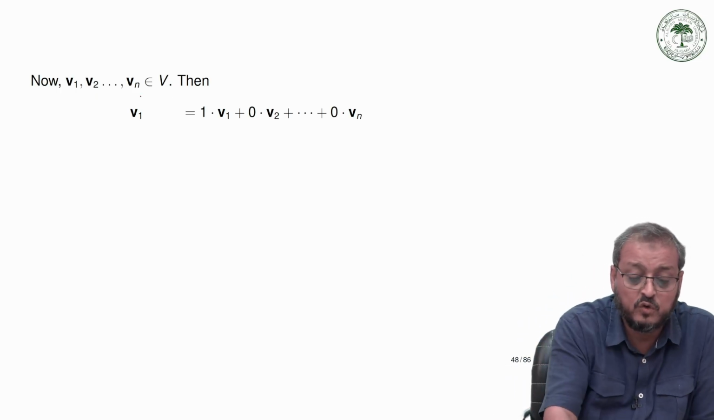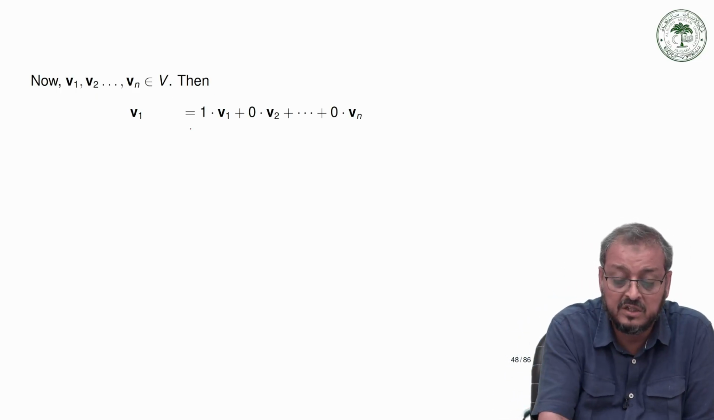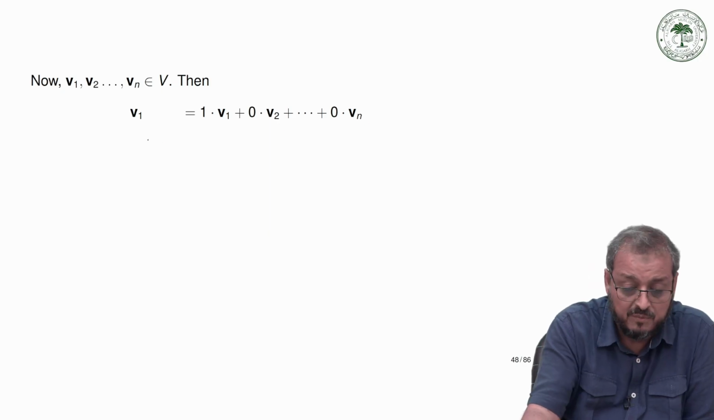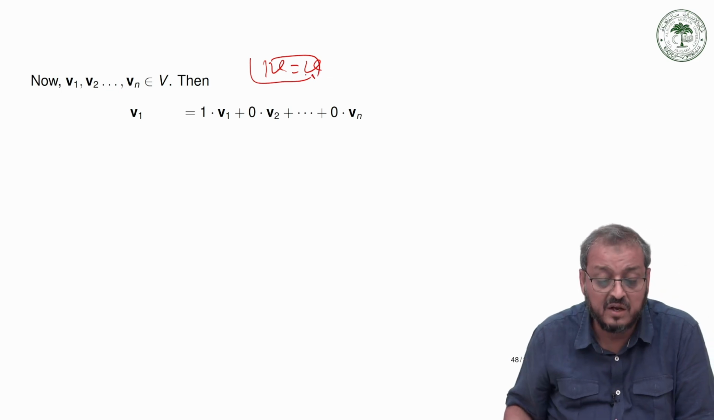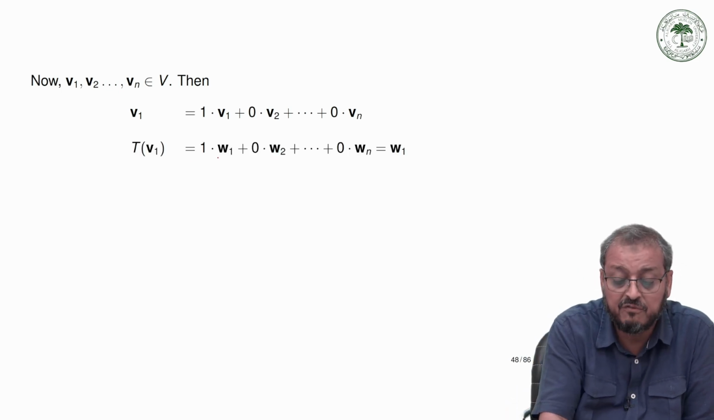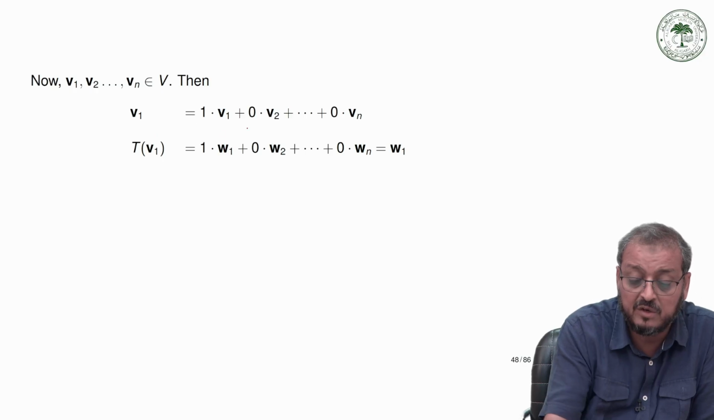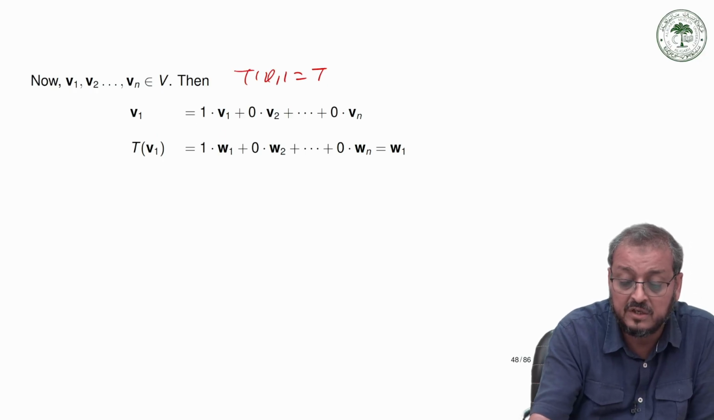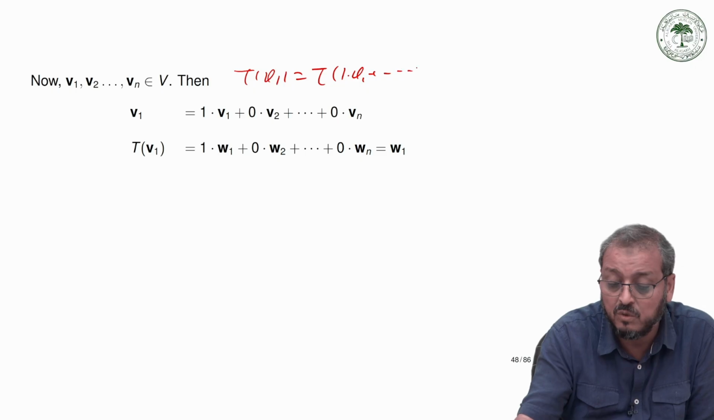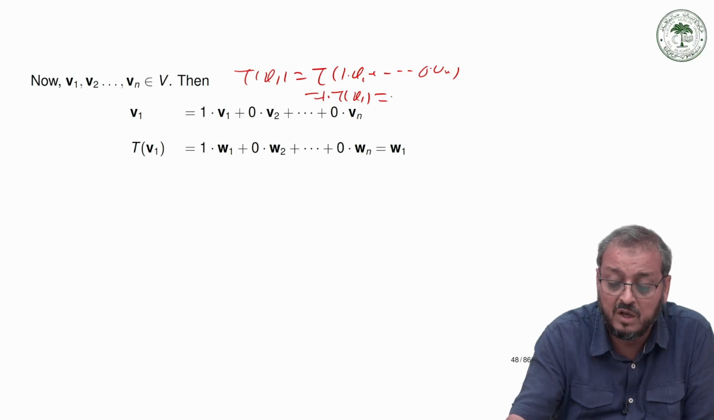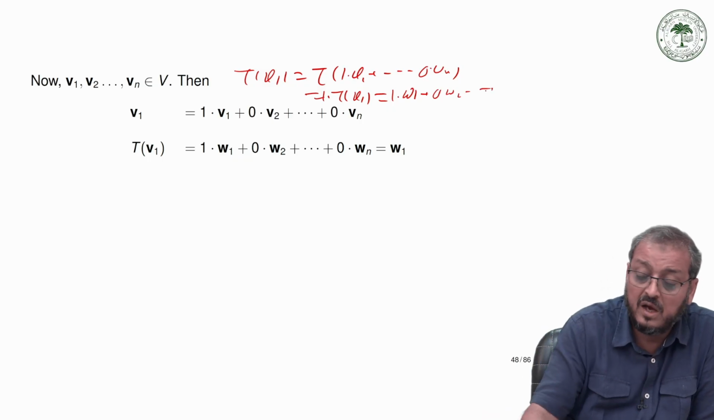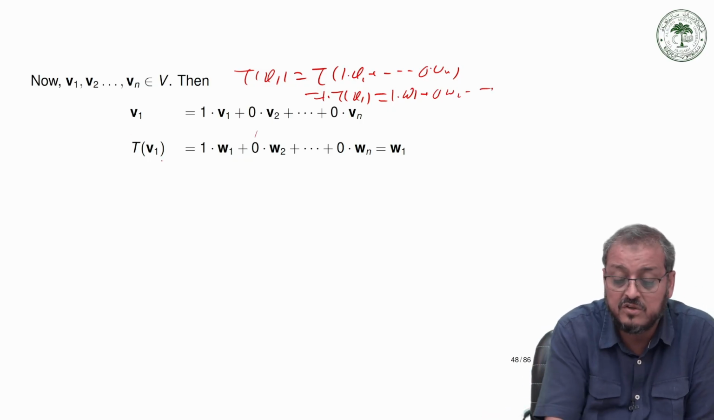Now we have v1, v2, ..., vn, an arbitrary basis of V. Then v1 can be written in the form 1 into v1 plus 0 into v2 and so on plus 0 into vn, because of the property of a vector space, 1 into v is equal to v. Similarly, T of v1 can be written as T of 1 into v1 plus so on 0 into vn, and by the linearity, T of v1 is 1 into T of v1, which is equal to w1 plus 0 into w2 and so on. So we can write T of v1 in this form.